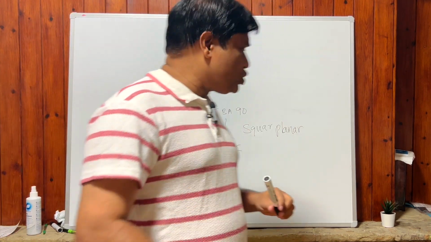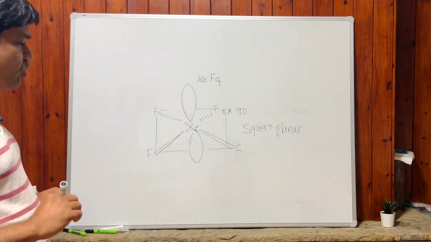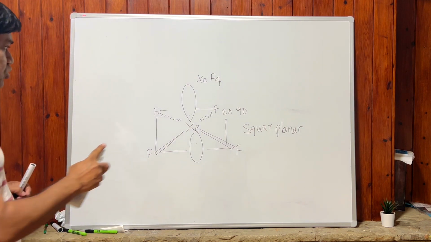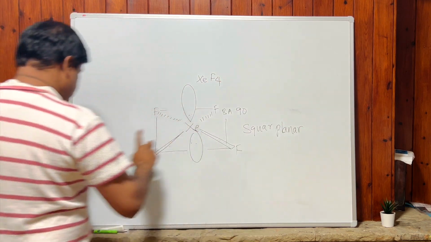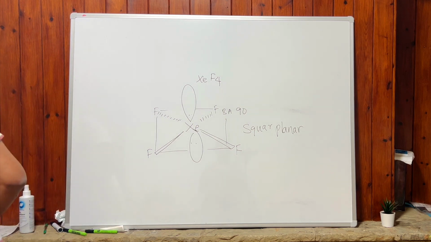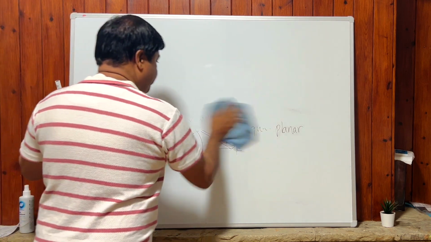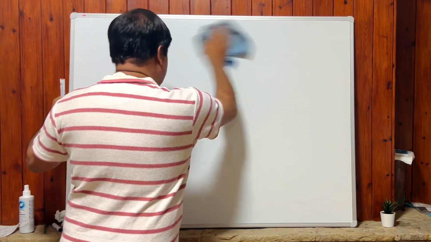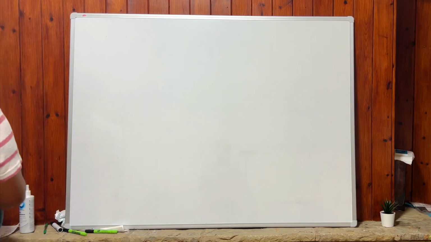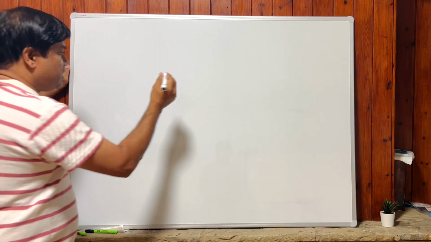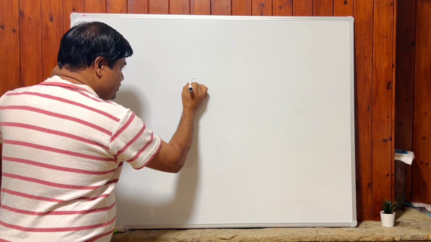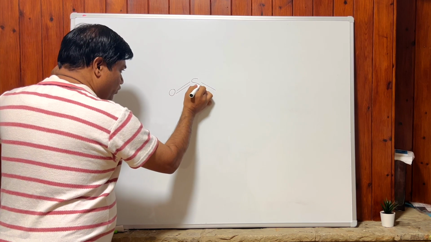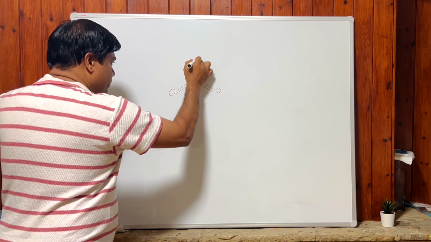Now SO3 and SO2. Let's do the SO3 molecule, sulfur trioxide, and sulfur dioxide. Shape and bond angle of SO2 and SO3. I want to compare. Look at that. Sulfur has how many electrons in the valence shell? 6. And oxygen always makes a double bond.